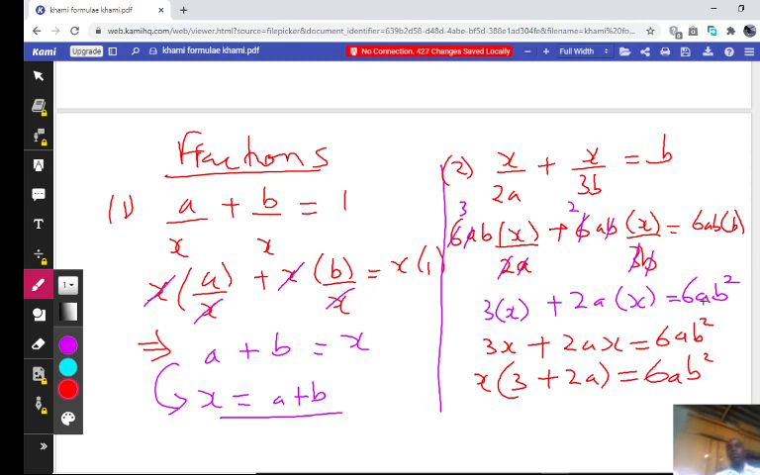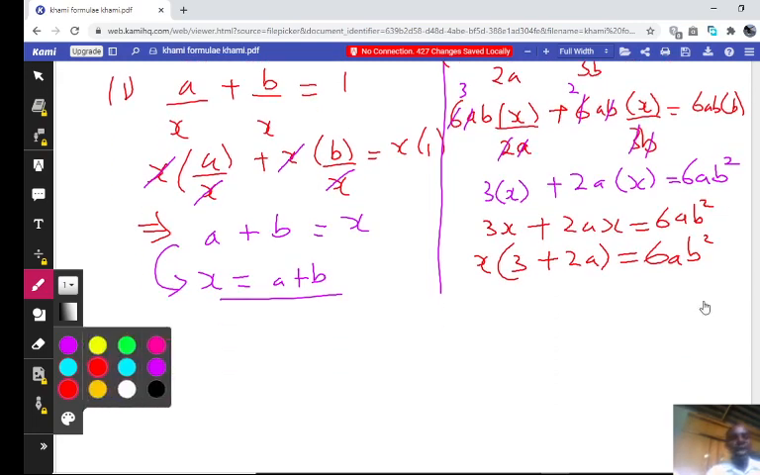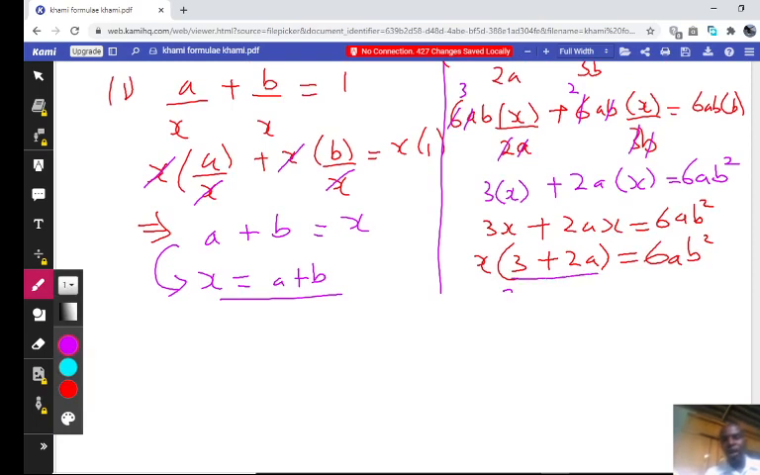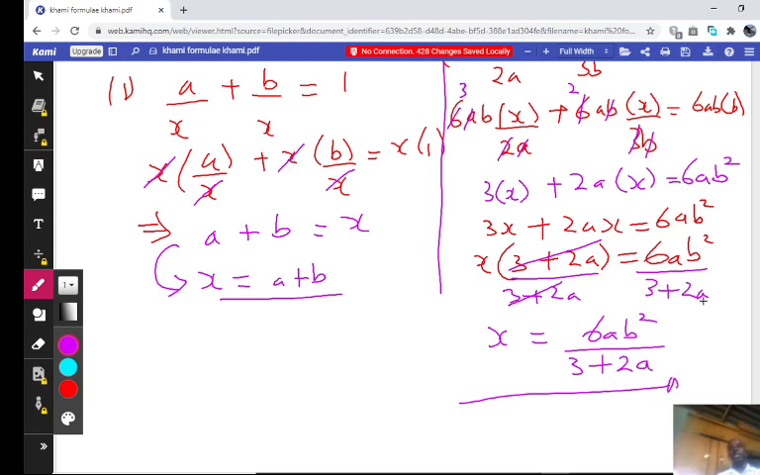Right. Now what I'm supposed to do, you can guess. We divide both sides by 3 plus 2a. So this one will cancel out, and finally we have x is equal to 6ab squared over 3 plus 2a. This will be your final answer. Then you are done. Right, so please take note, this is the same way that you used to solve equations with fractions. Equations with fractions is the same way, exactly this way. That's how you do it.